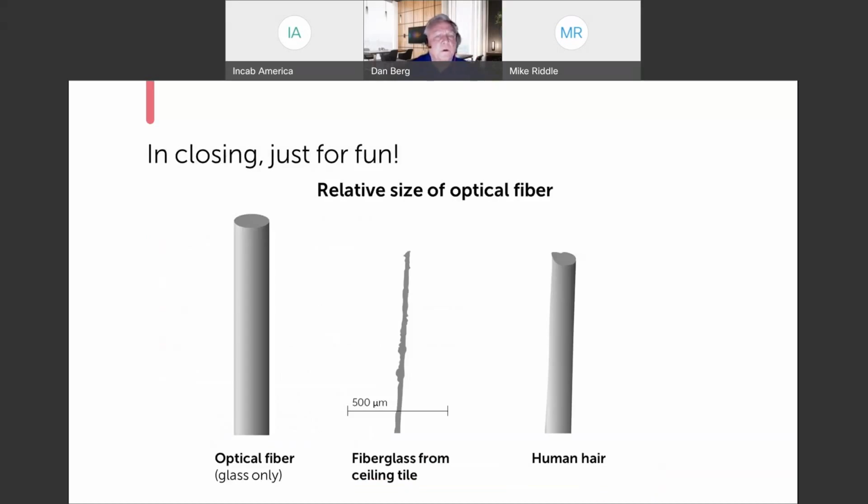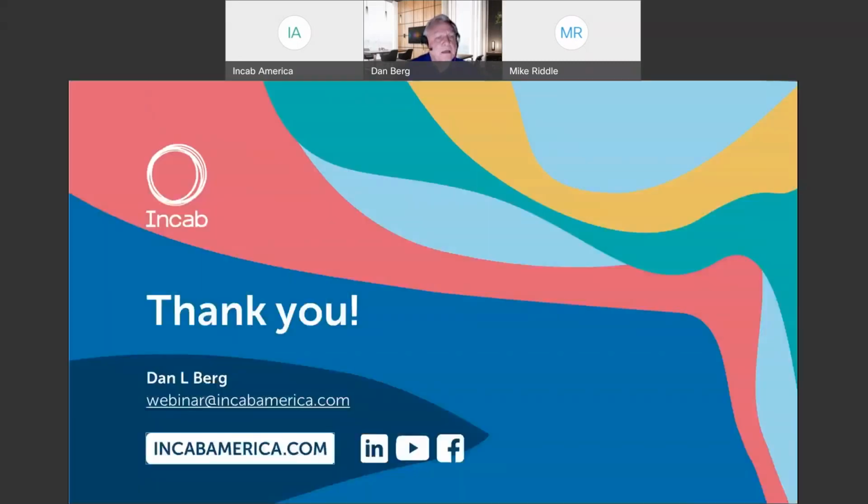What this slide is just to show you is the differences in the size of the optical fiber. You can see how it's very close to the size of a human hair. It just amazes me that we're able to send this much information down this glass fiber that's only roughly 8 microns in diameter. And finally, that's it.